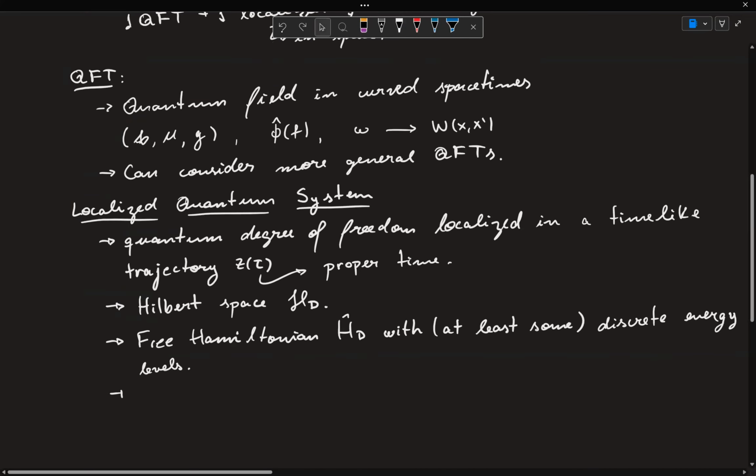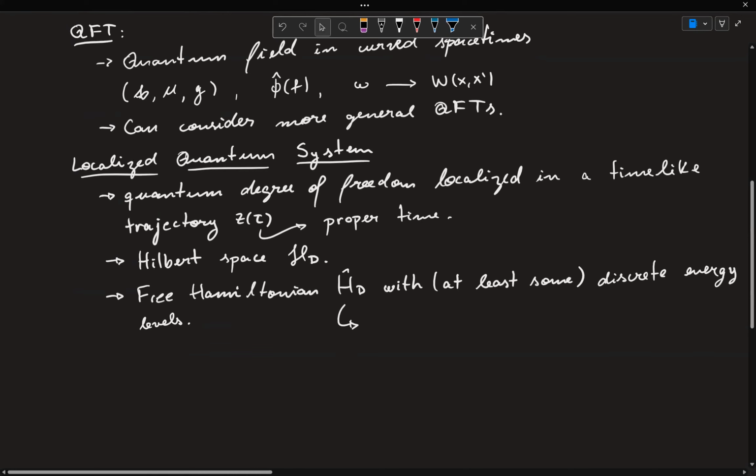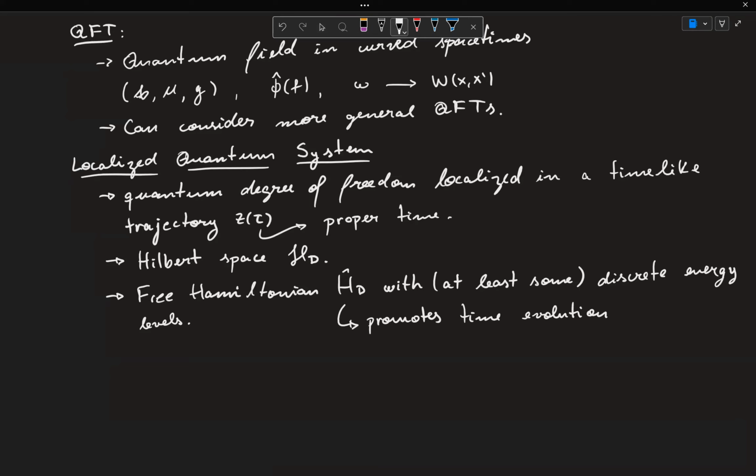Now, the thing that I want to mention here before going to the next point is that this HD here, it prescribes time evolution, right? I mean, the Hamiltonian is the generator of time evolution, and the generation of time evolution when we are handling spacetime also implies that you have to specify with respect to which time you're generating time evolution. So this HD promotes time evolution with respect to the proper time.